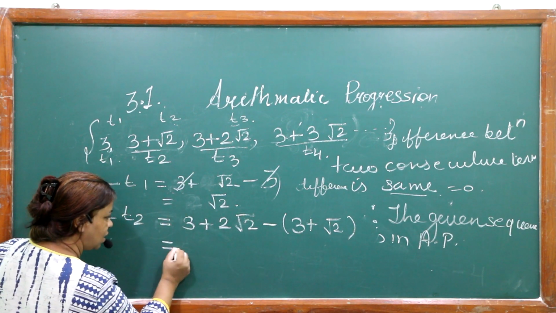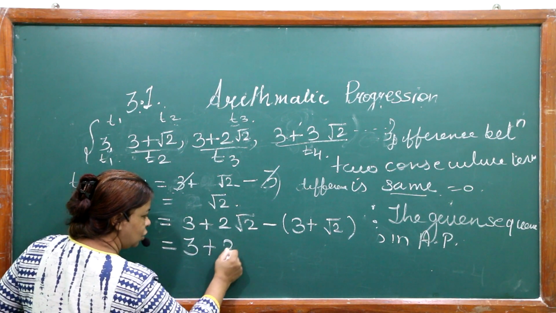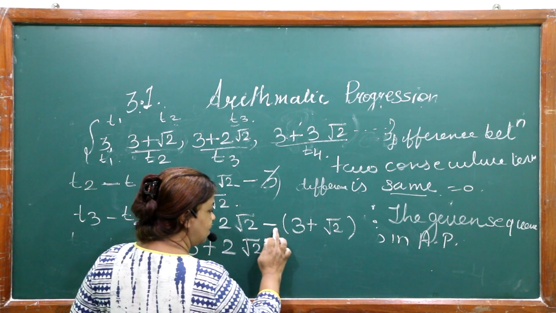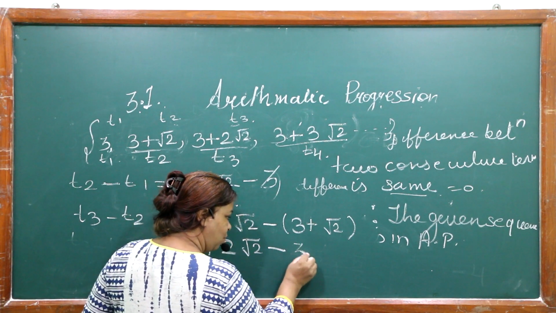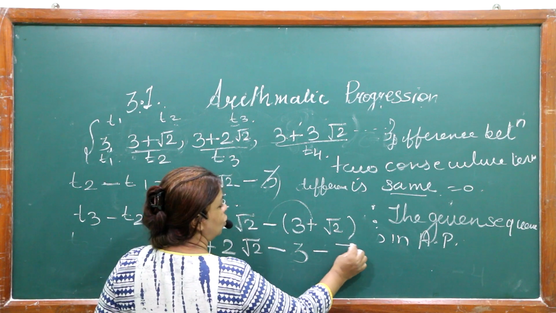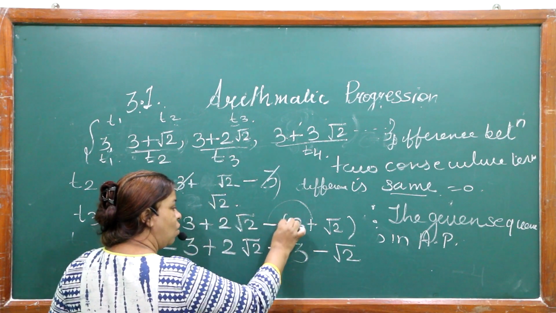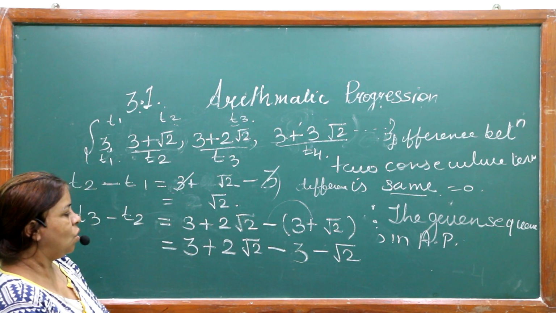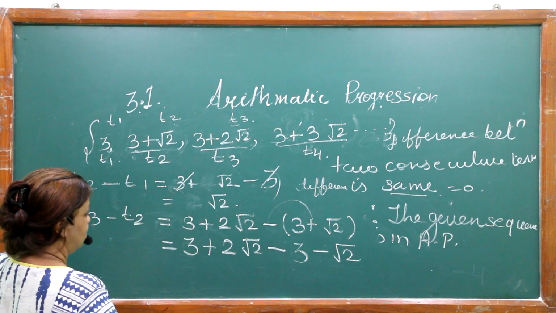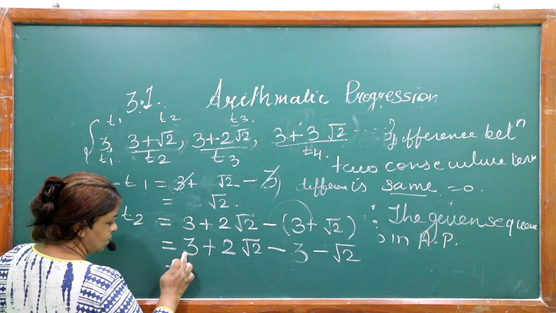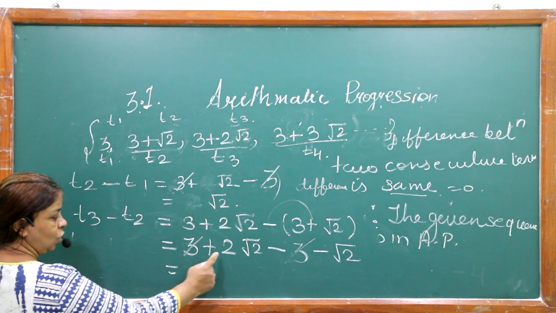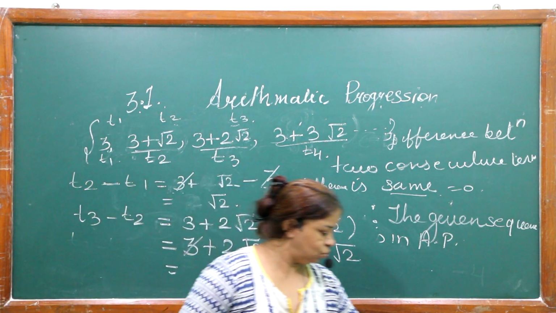Now see. 3 plus 2 root 2 minus. Now outside the bracket minus is there, so minus. I open the bracket, 3 minus into plus minus root 2. If outside the bracket minus is there, all the signs inside the bracket will change. So now here, this is plus 3, this is minus 3. They cancel each other. 2 root 2 minus root 2.